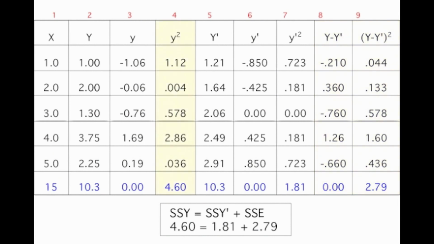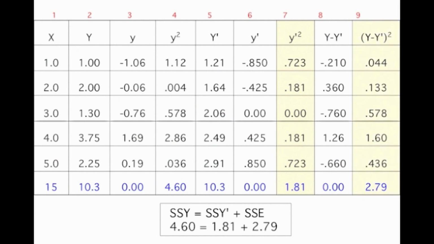We are now in position to see how the sum of squares Y is partitioned. Recall that the sum of squares Y is the sum of the squared deviations from the mean. It is therefore the sum of the small y squared column and is equal to 4.60. SSY can be partitioned into two parts: the sum of squares predicted, SSY prime, and the sum of squares error, SSE. The sum of squares predicted is the sum of the squared deviations of the predicted scores from the mean predicted score. In other words, it is the sum of the small y prime squared column and is equal to 1.81.